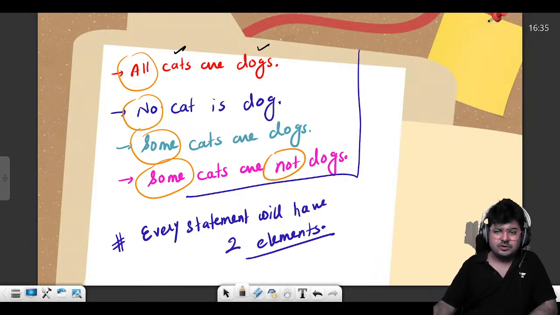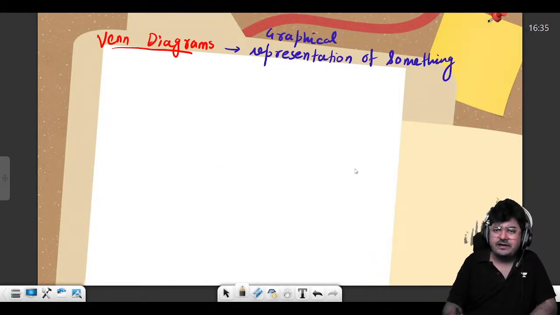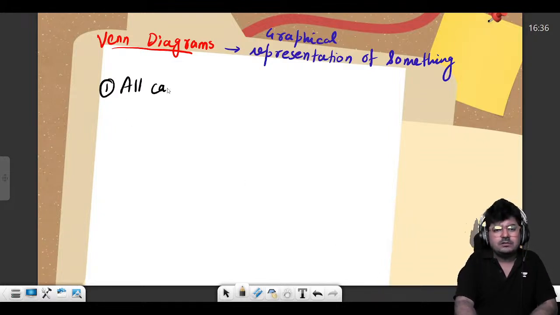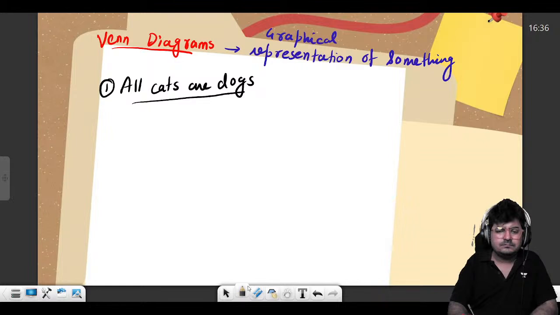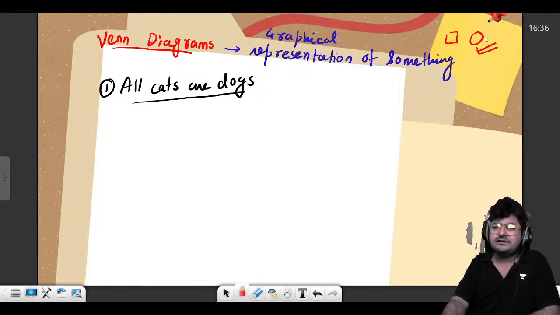Now let's talk about the Venn diagram, how you will be using Venn diagrams to solve the things. So first, suppose it is given, for example, all cats are dogs. Generally, Venn diagrams you can form in a square shape or circles. Usually we prefer circles because of various reasons.